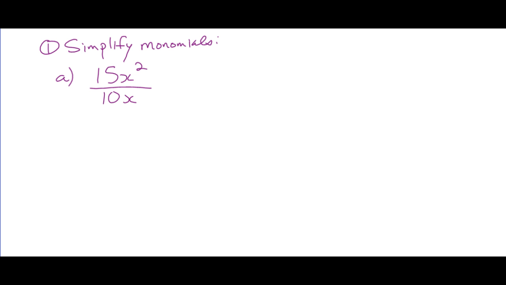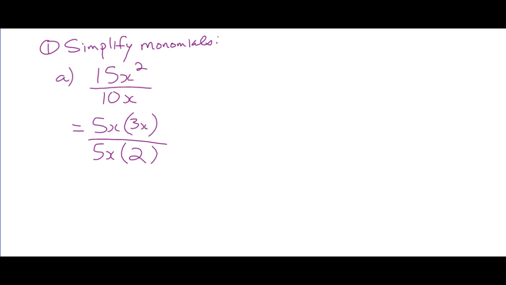So what you could do is say, well, okay, is there a number that goes into both 15 and 10? 5. And at the same time, we're also going to say, well, what do they share in common, the numerator? They share an x, right? So there's one x. So I could take a 5x out of the top. I could write it as 5x times what? 3x. And on the bottom, I can write that as 5x times 2.